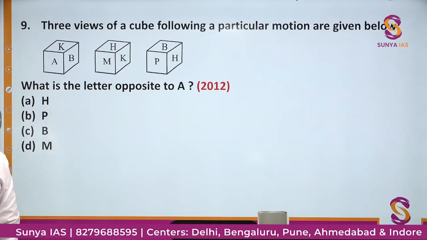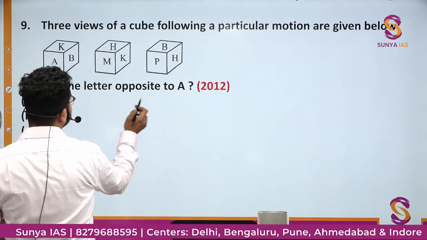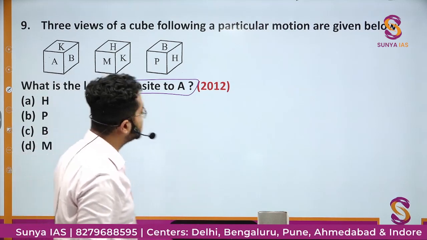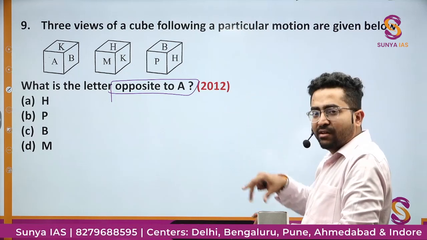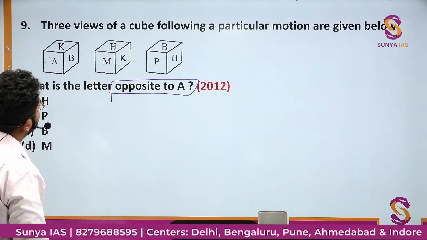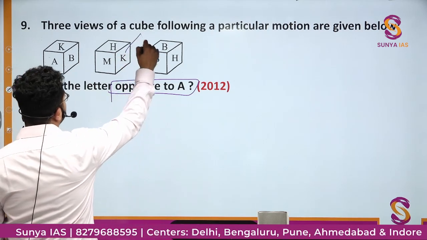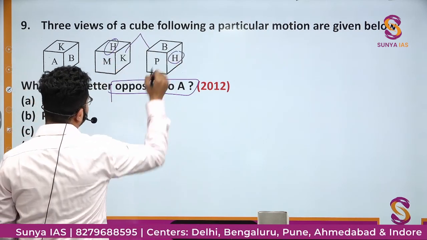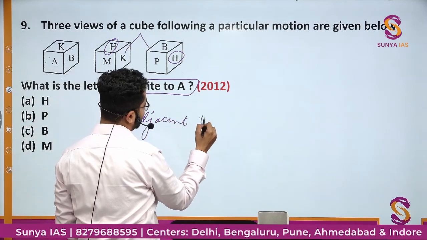Okay. So this question was asked in the year 2012. In this question, 3 views of a cube following a particular motion are given. What is the letter opposite to A? Now what do you have to do? Again choose the dice such that 1 face is common, all other 4 are different. So which 2 dice should we take? If I take these 2 dice, you can see H is common and adjacent to H all other 4 are different.